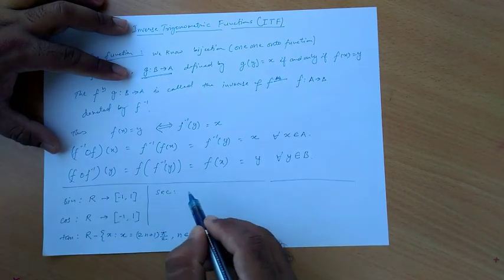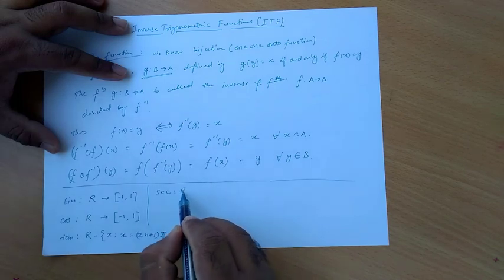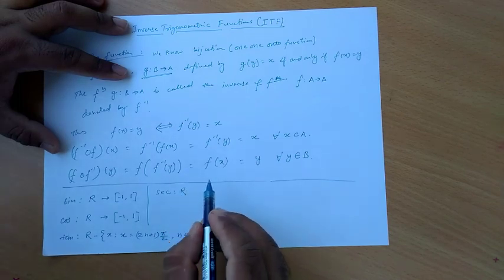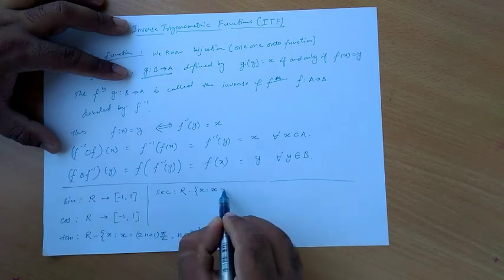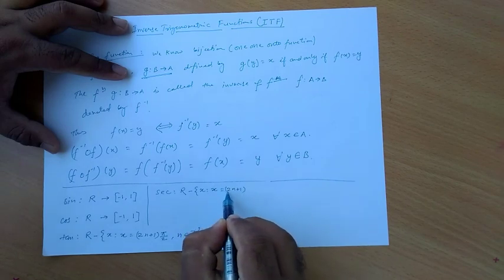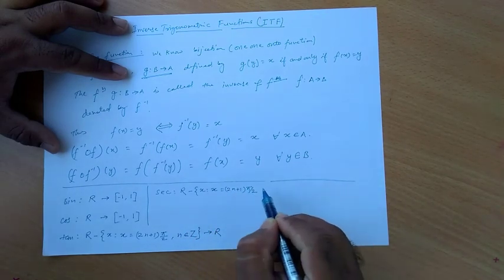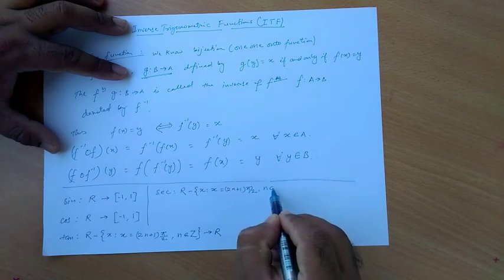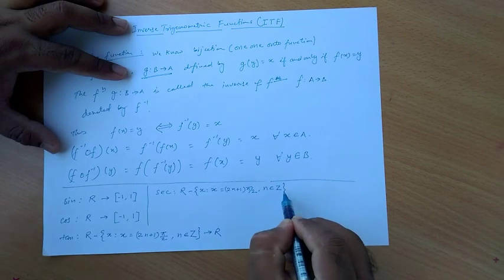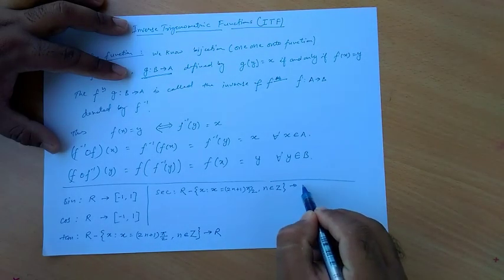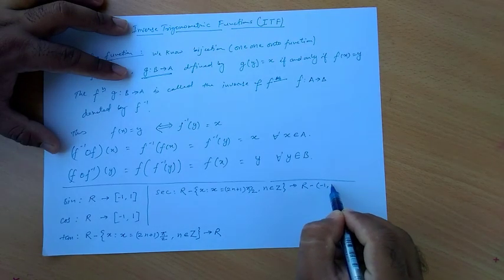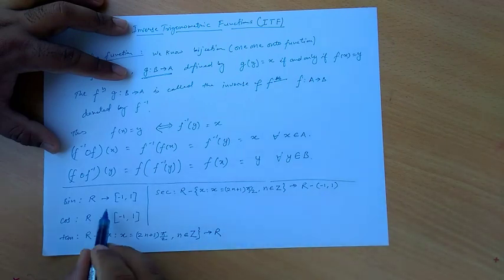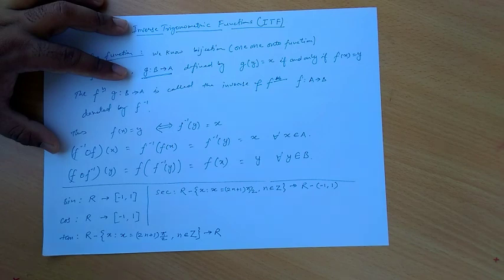Sec is a function from R, and we cannot take the value x such that x equals (2n plus 1) pi by 2, where n belongs to integers. The range is R, and definitely you cannot have values from -1 to 1, so you have this value.